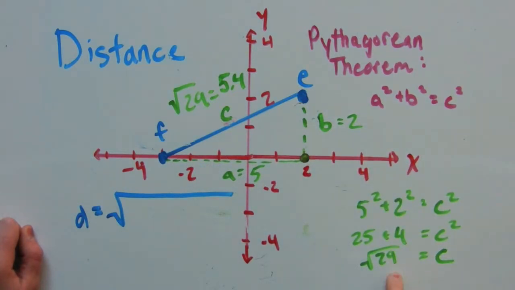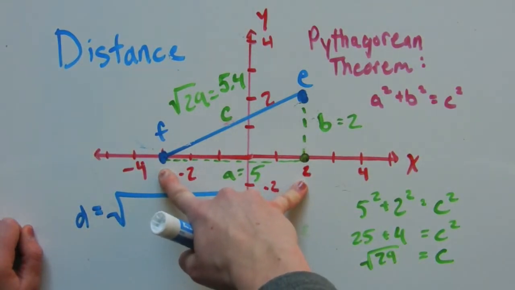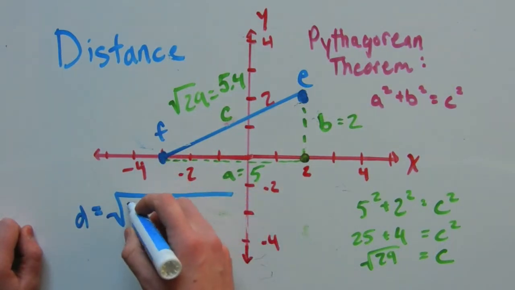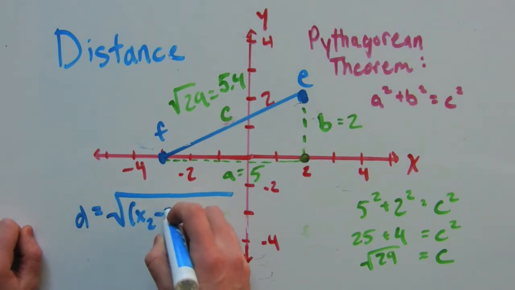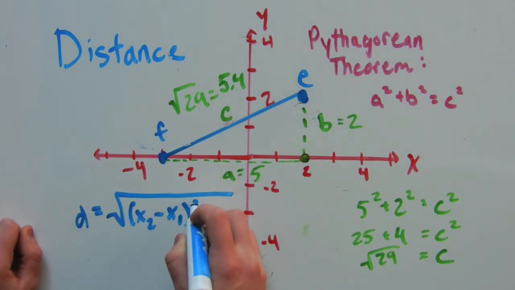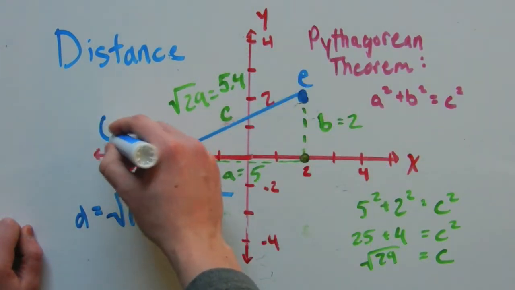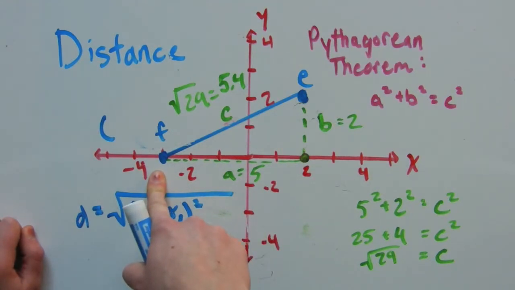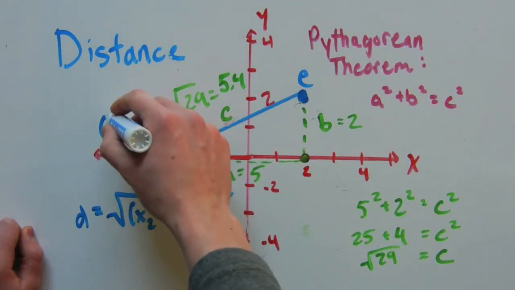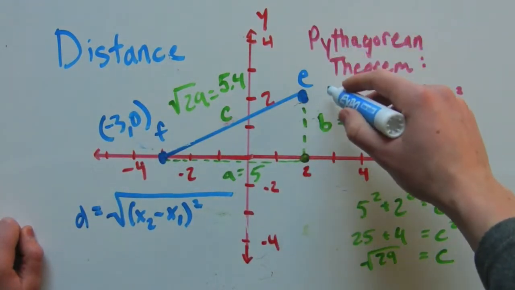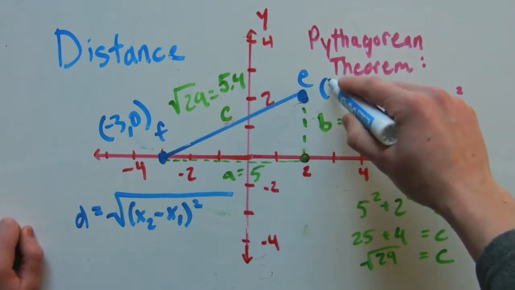So you can see that c is equal to the square root of a squared plus b squared, so our distance d is equal to the square root of this distance a, which was the change in x. So x2 minus x1 squared. Point F is at coordinate -3, 0. Point E is at coordinate 2, 2.